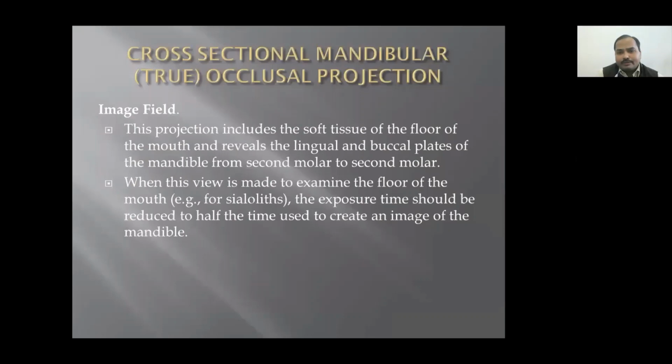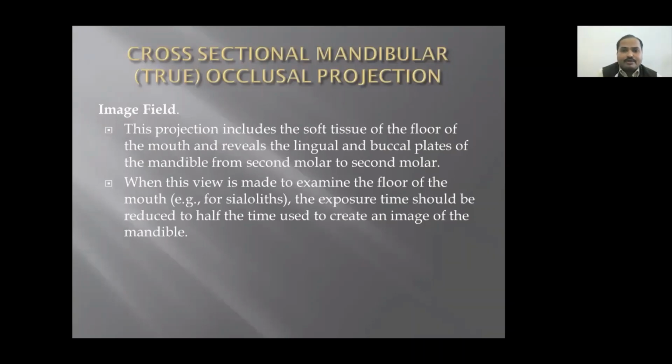Then the cross-sectional or the true occlusal projection of mandible. This will include soft tissue of the floor of the mouth and will reveal lingual and buccal plates of the mandible from second molar to second molar. When this view is made to examine the floor of the mouth, like in case of sialoliths, the exposure time should be reduced to half the time used to create an image of the mandible.